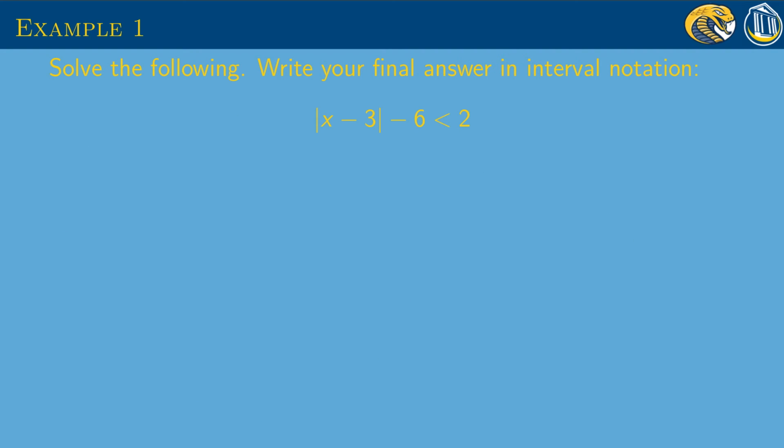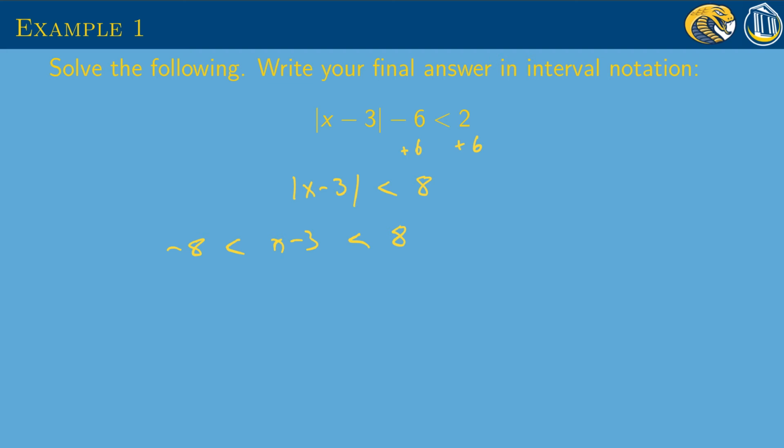Let's check out an example. We want to solve the inequality absolute value of x minus 3, minus 6, is less than 2. As always, we want to simplify everything so that the absolute value is on its own. So this would become the absolute value of x minus 3 is less than 8. We'll notice that we have an absolute value less than something, and therefore we want to create a compound inequality where negative 8 is less than x minus 3, with no absolute value, and x minus 3 is less than 8.